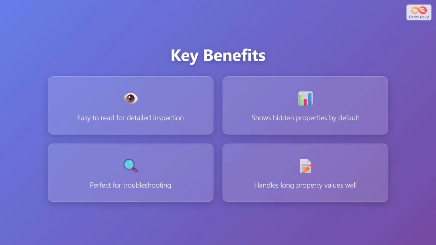Format-list offers several key benefits that make it indispensable for PowerShell users. First, it's easy to read for detailed inspection because of the vertical layout. Second, it shows hidden properties by default, revealing information you wouldn't normally see. Third, it's perfect for troubleshooting since you can examine every aspect of an object. And fourth, it handles long property values exceptionally well, displaying them completely without truncation. These benefits make format-list your go-to tool for deep object inspection.